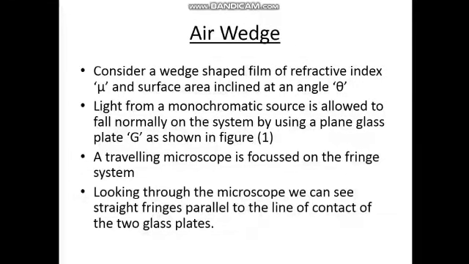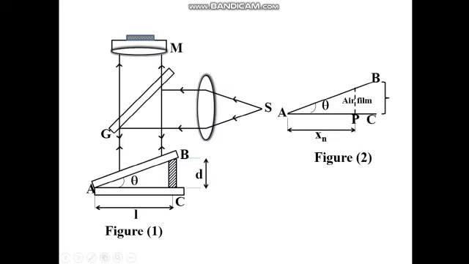Next is air wedge. When two optically plane glass plates are placed such that at one end they are in contact, while they are slightly apart at the other end by placing a thin wire, then a wedge-shaped film of refractive index mu is formed in between them. Let the surface be inclined at an angle theta.